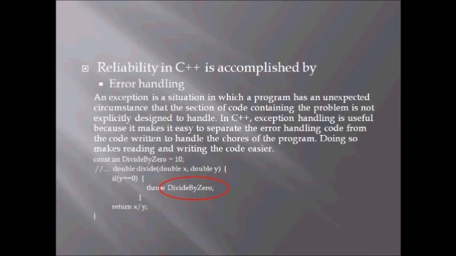Following is an example where an exception is thrown and handled.